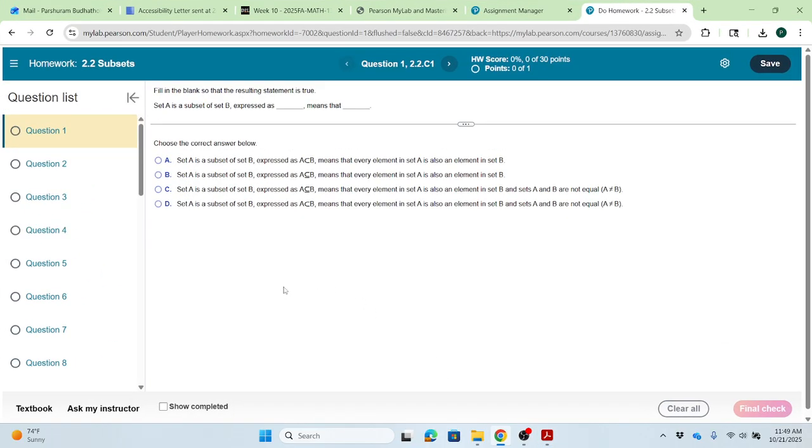Let's look at some examples. Fill in the blank so that the resulting statement is true. Set A is a subset of set B, and we express it as subset. It's not proper, so subset. Set A is a subset of B, and we express this as this one, that every element in set A is also in set B. This is the definition.